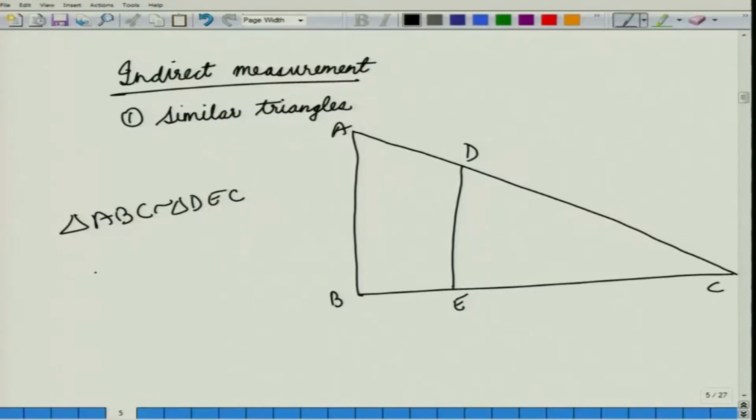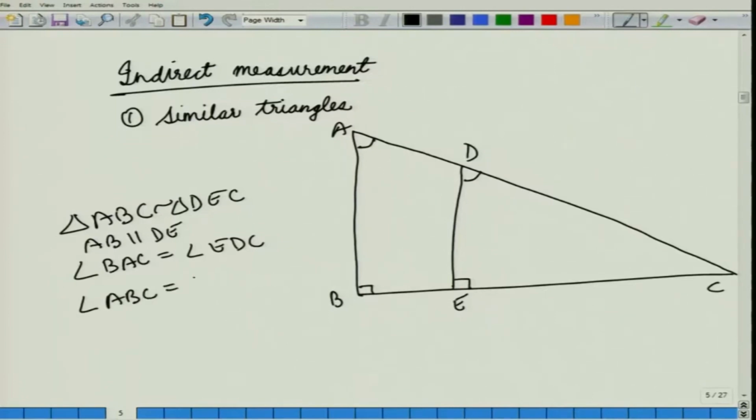we have that the angle BAC is equal to angle EDC. These two angles are the same because AB is parallel to DE. Similarly, both these angles are equal. Angle ABC is equal to angle DEC. Both of these are 90 degrees. At the same time, this angle is the common angle. So, angle ACB is equal to angle DCE.